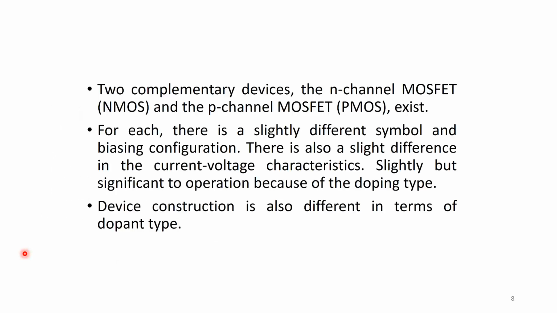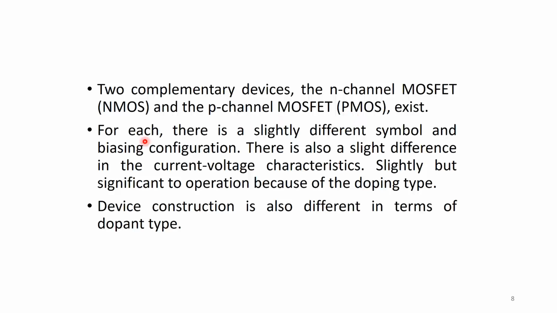Okay, so I'm picking this up from the introduction part. We said just now that there are two complementary devices, the N-channel MOSFET, which we'll call NMOS, and the P-channel MOSFET, which we will call PMOS. Now, in the text, when it says NMOS and PMOS, it's usually referring to the enhancement mode device, which you will see later on what it means.